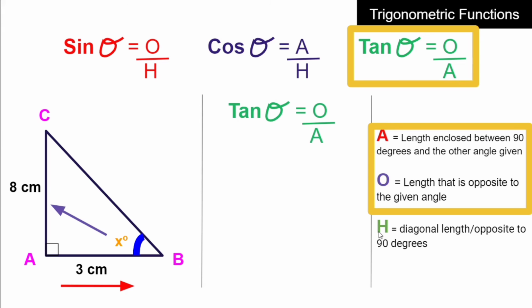And then I'm going to be replacing the theta, the O, and the A. So my theta is x. Tan x is equal to, opposite is the 8, divided by 3.